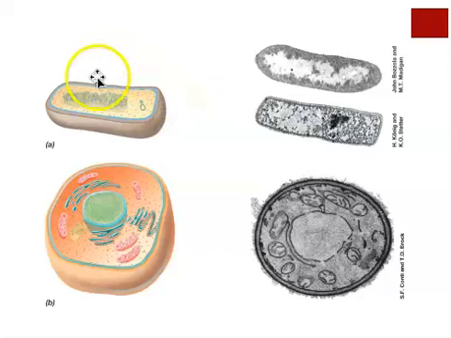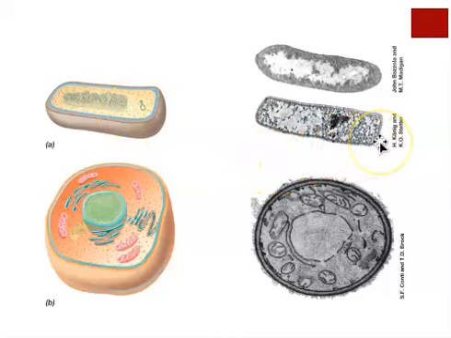If you look inside this cell, and they've cut part of it away for us, you can see that there's not a lot drawn in here. It's pretty basic. We can see the plasma membrane, depicted in blue. We can see the cytoplasm, depicted in yellow. We can see the DNA, depicted in green. And we can see the ribosomes, depicted as the little red dots all the way through the cytoplasm.